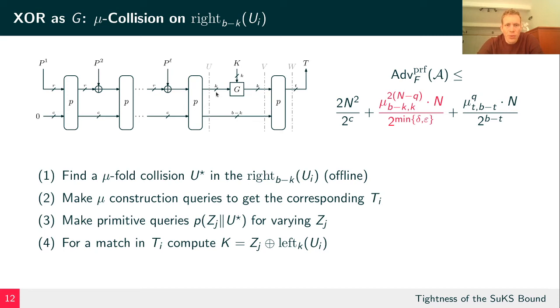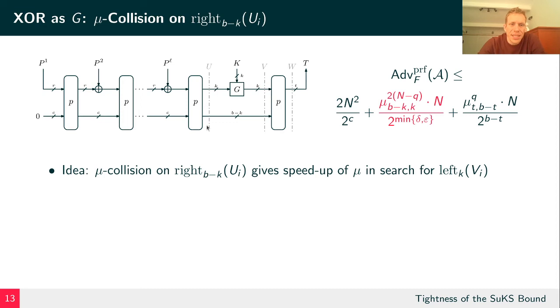What we're going to do now is make a forward query to the permutation for this value U star, but for varying ZJ. And we make these evaluations, but we also made the construction queries for this mu-fold collision, so we can see if we find a match in the tag. So we found the value U star, we know the mu value is t, and then we're going to vary the leftmost k bits of V, we permute, and hopefully we get a colliding tag. And in this case, we very likely found the outer part of V. And once we found this, it's the same as before. So we recovered the outer part of V, we already know the outer part of U, so you can add them and you get the key.